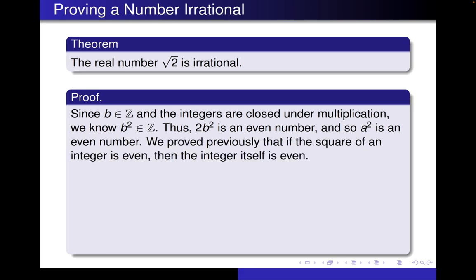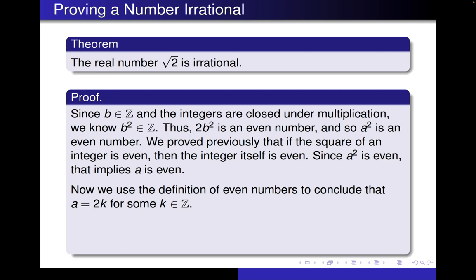Now, we remind the reader that we proved previously in class that if the square of an integer is even, then the integer itself is even. Since a squared is even, that implies that a is even. Now we can use the definition of even numbers to conclude that a is equal to 2k, where k is an integer. That means that a squared is equal to 4k squared if we square both sides. And since a squared is equal to 2b squared, we get 4k squared is equal to 2b squared.